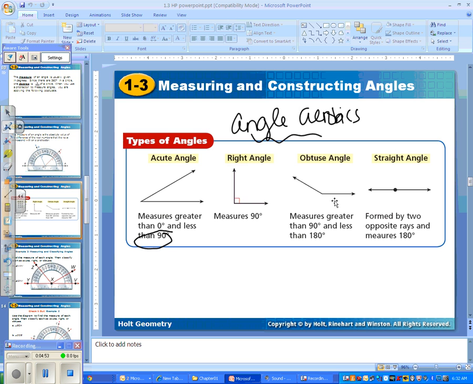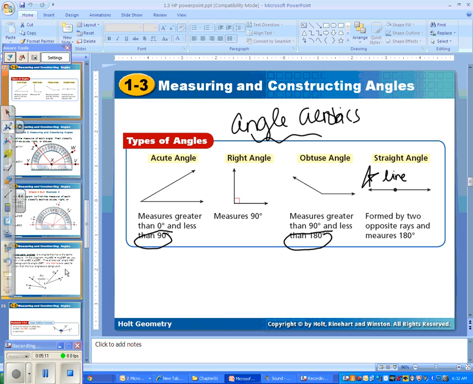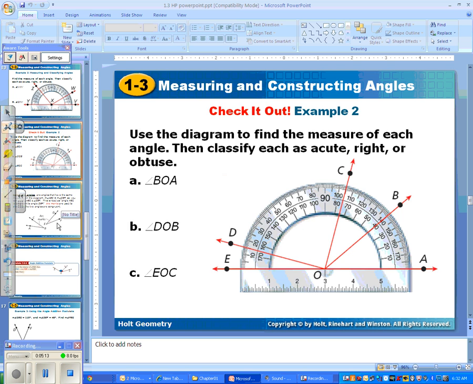Something that is bigger than 90 degrees, but less than 180 degrees, again, we don't talk about anything larger than 180 degrees in geometry, that's called obtuse. And if it's exactly 180 degrees, it's called a straight angle. It also is called a line. That's important for later on in this class. Okay, so those are all the definitions. Again, we'll do protractors later.